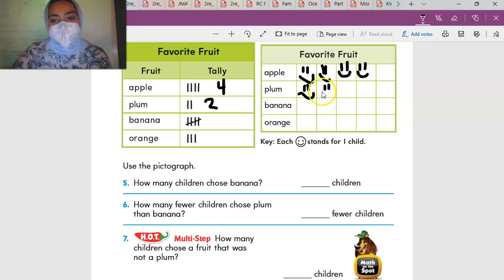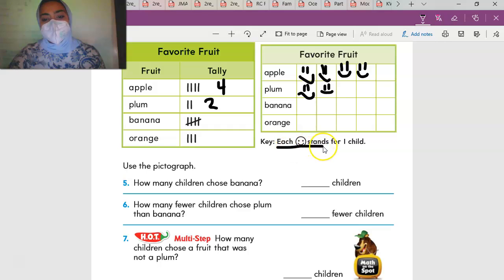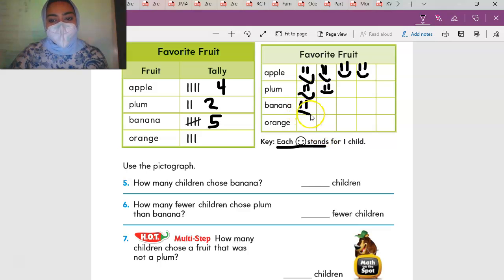So I'm going to draw 2 smiley faces for plum. Now again, they have to be smiley faces. They cannot be dots or circles or lines because the key says smiley face. Banana has 5 votes. 5 people voted for banana to be their favorite fruit. So I'm going to draw 5 smiley faces. 1, 2, 3, 4, 5. And 3 people chose orange to be their favorite fruit. So I'm going to draw 3 smiley faces for orange. 1, 2, 3.